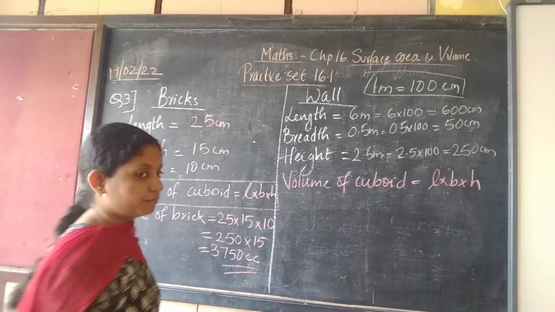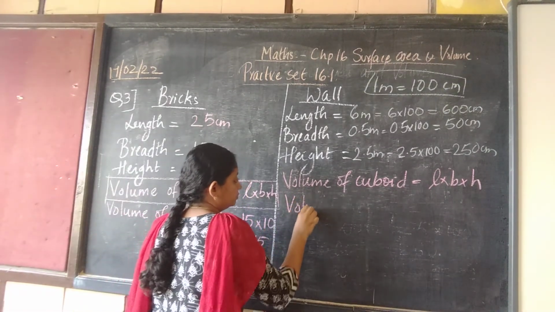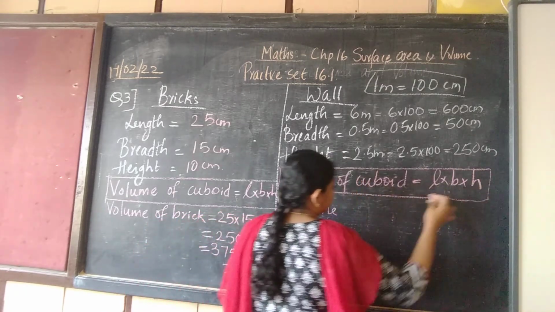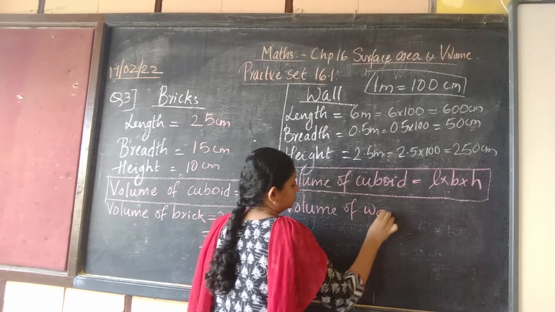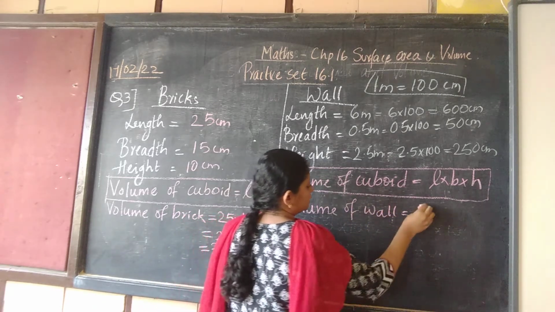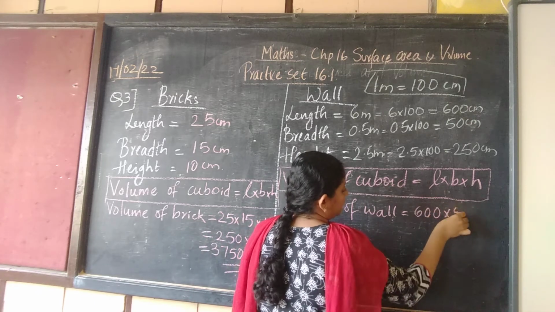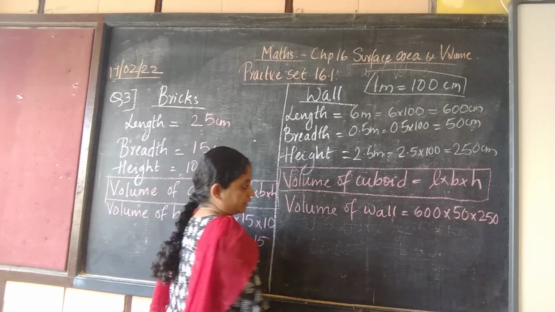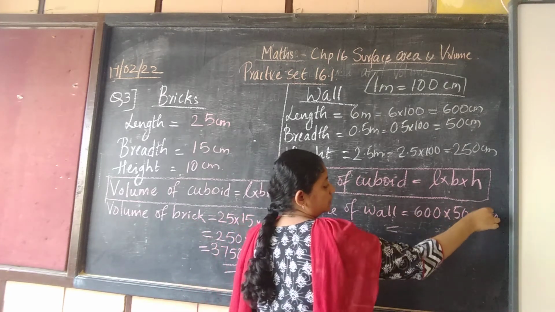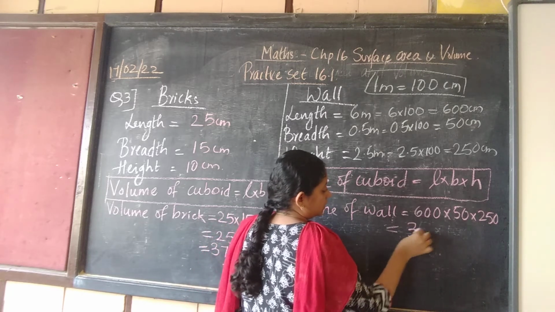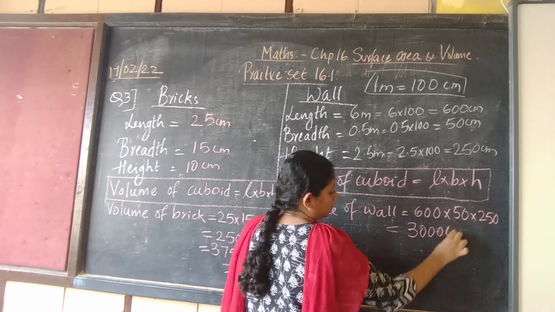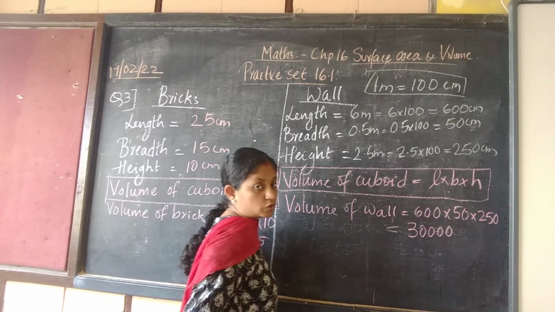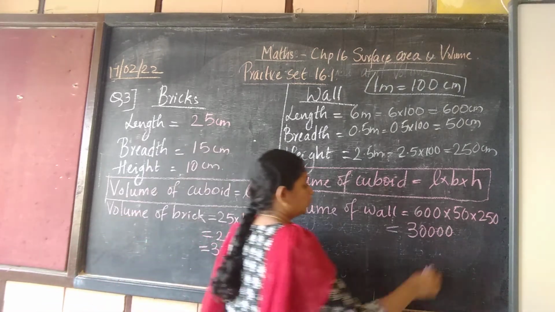Now we can find out the volume of cuboid. Okay, so what is the volume of cuboid? You can put this in a box. Volume of wall is equal to length 600 into 50 into 250. 6 5s are 30. Correct? 6 5s are 30. We have written 30, and how many zeros? 1, 2, 3. So 3 zeros you have added. So total 30,000 into 250.